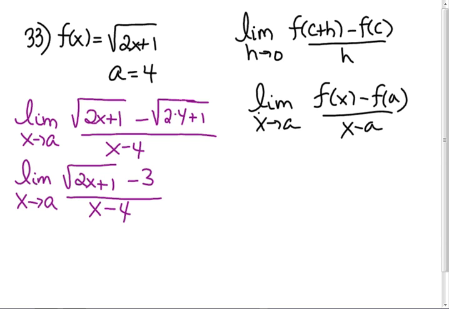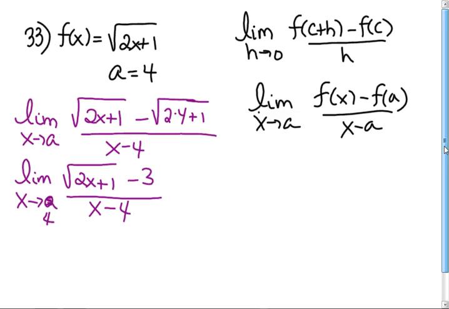Except I forgot to put my a in here. My a is what? 4, right? Okay. If you put in 4, what do you get? You should get this. You should get 0 over 0, right?